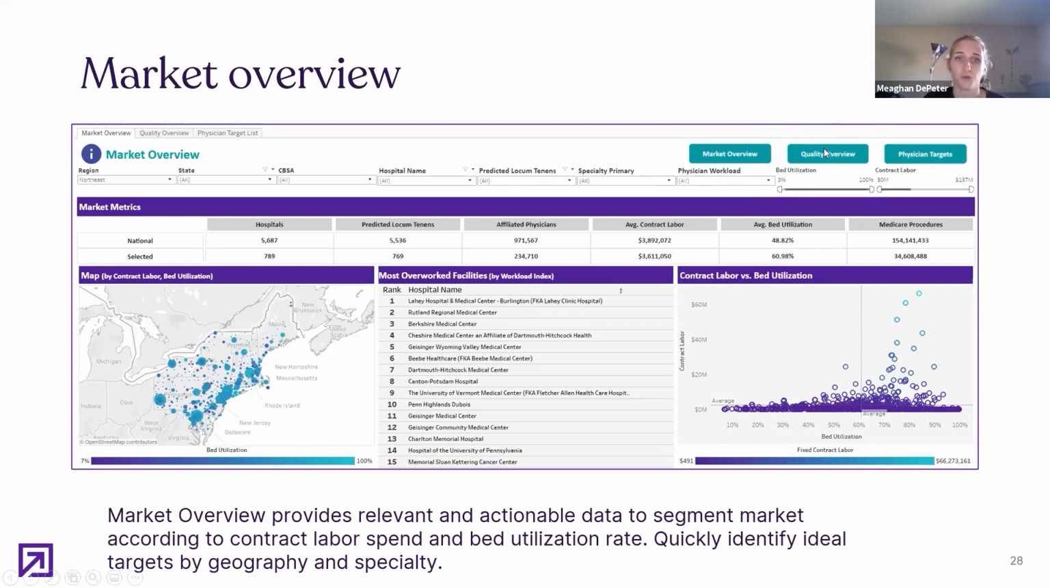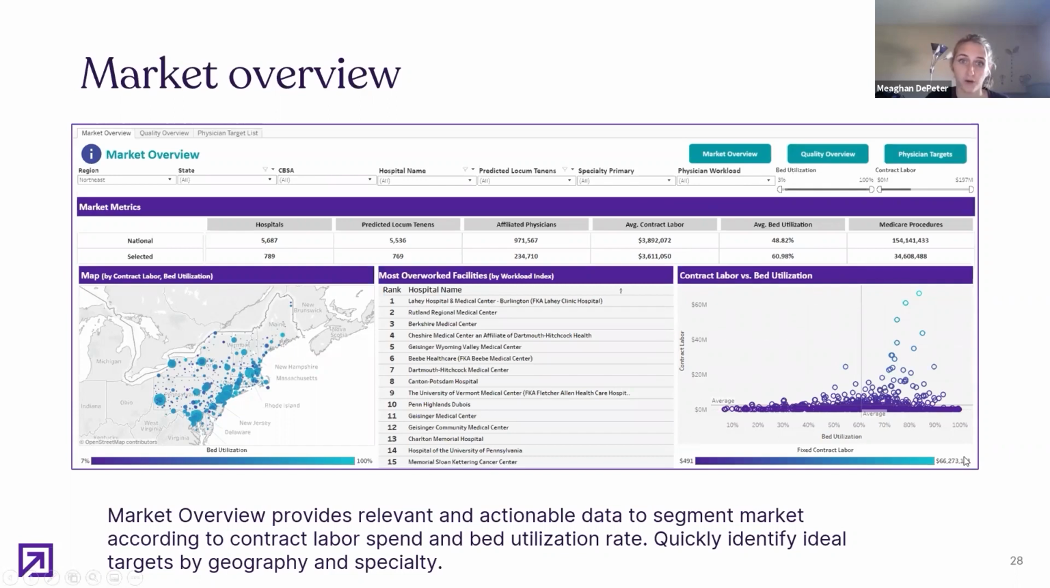The Market Overview dashboard provides a comparison of hospital procedure share and physician share by specialty. Contract labor and bed utilization have also been layered into the data to help better identify staffing opportunities. This dashboard can be filtered by region, state, CBSA, hospital name, predicted locum tenens, primary specialty, physician workload, bed utilization, and contract labor.